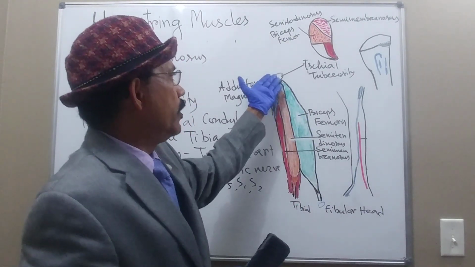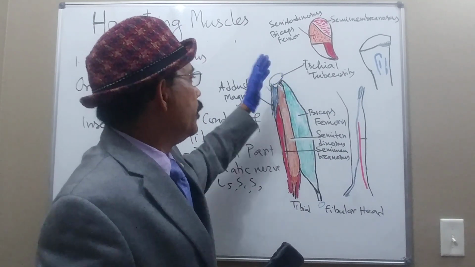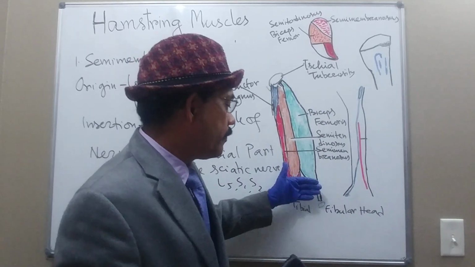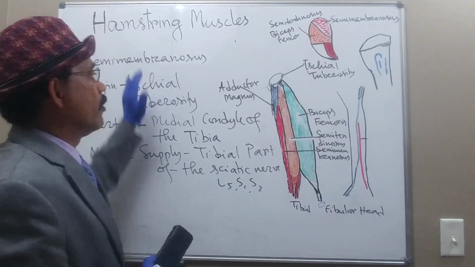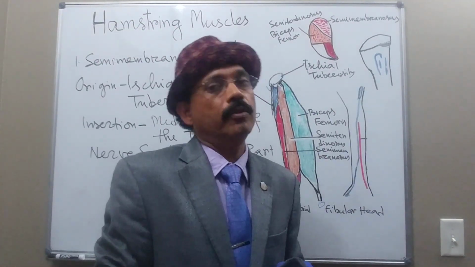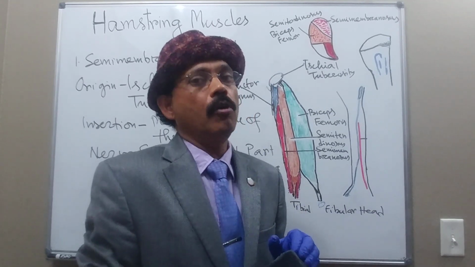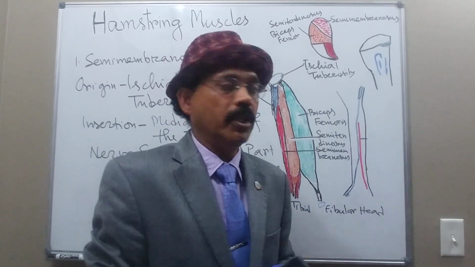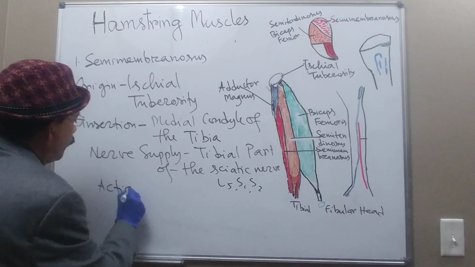Weak extensor of the hip joint and strong flexor of the knee joint. Plus semimembranosus also rotates the thigh medially. So weak extensor of the hip joint, strong flexor of the knee joint and medial rotator of the thigh. That is the action. Okay, we got action.